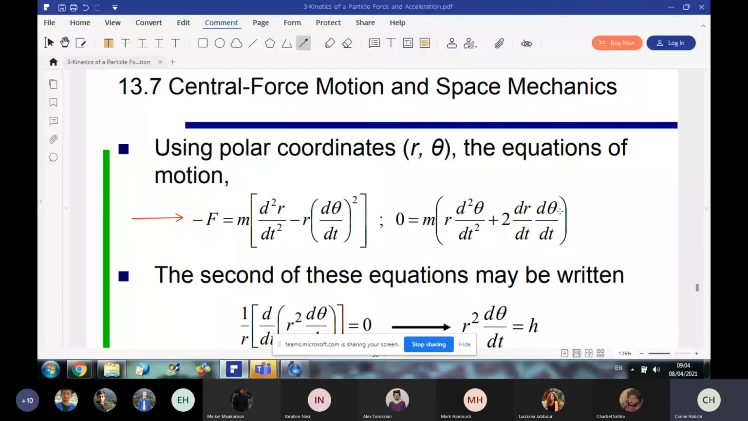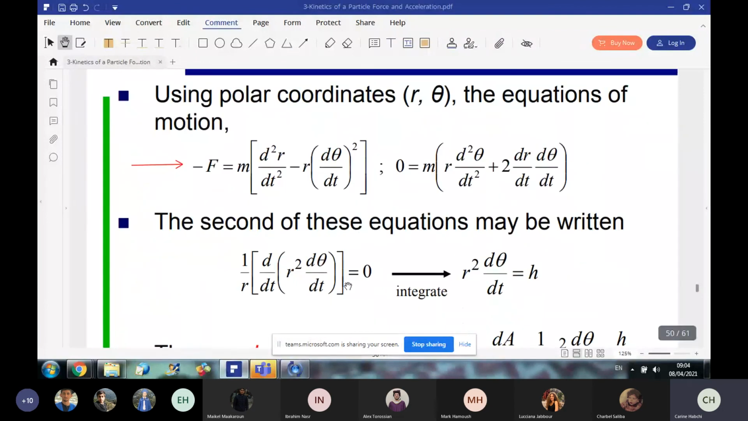Okay? Now, if you play a little bit with the form of this relation, you can write it as the derivative with respect to t of r squared d theta by dt. Let's try it together. If you derive this relation with respect to time, what do you obtain? You have here a product of two functions, u times v. Right? The u is r squared. The v is d theta by dt.